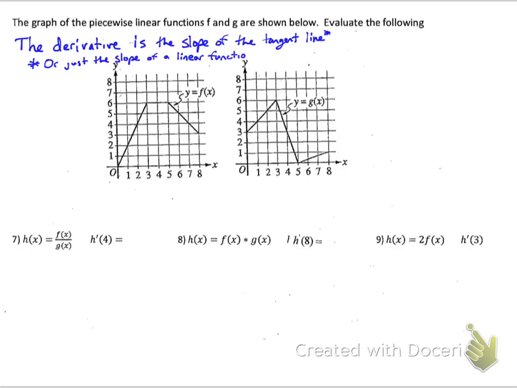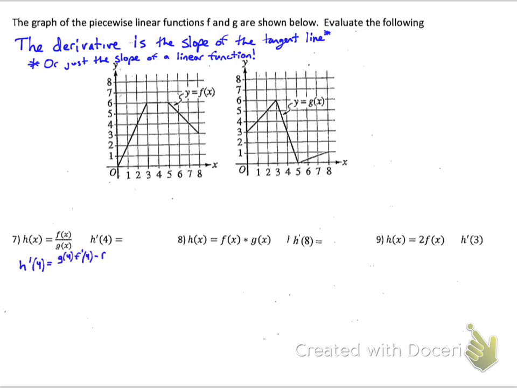If you have a linear function, it's just the slope of the linear function because the derivative, remember, is measuring the instantaneous rate of change. And in this case, the instantaneous rate of change is the same as the average rate of change. The slope is just the average rate of change on a line. Now these are piecewise functions, so they change, but we're just going to use the slope here, and it's going to be very much the same as what we've been doing up to this point.